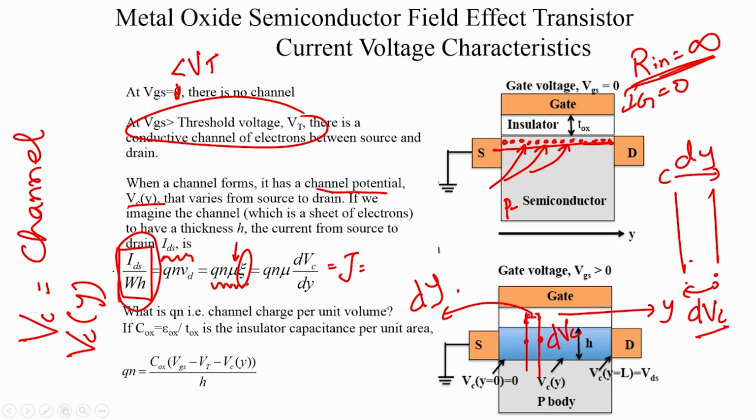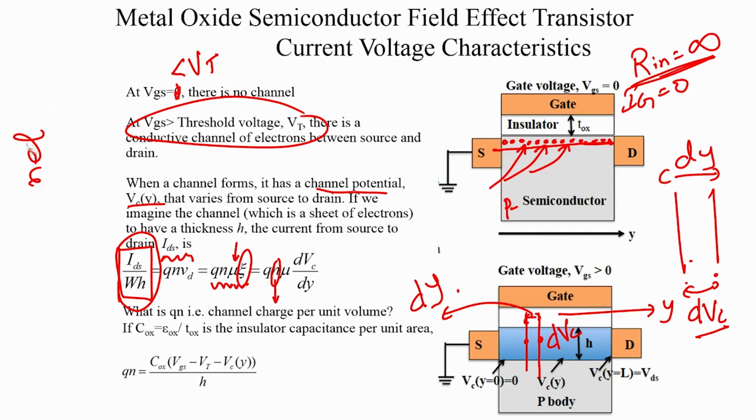Okay. Now, in order to identify IDS, we need to calculate what is N. How do we find out what is N? N is the number of electrons per unit volume sitting near the channel. If you recollect your MOS capacitor, we had already identified this.